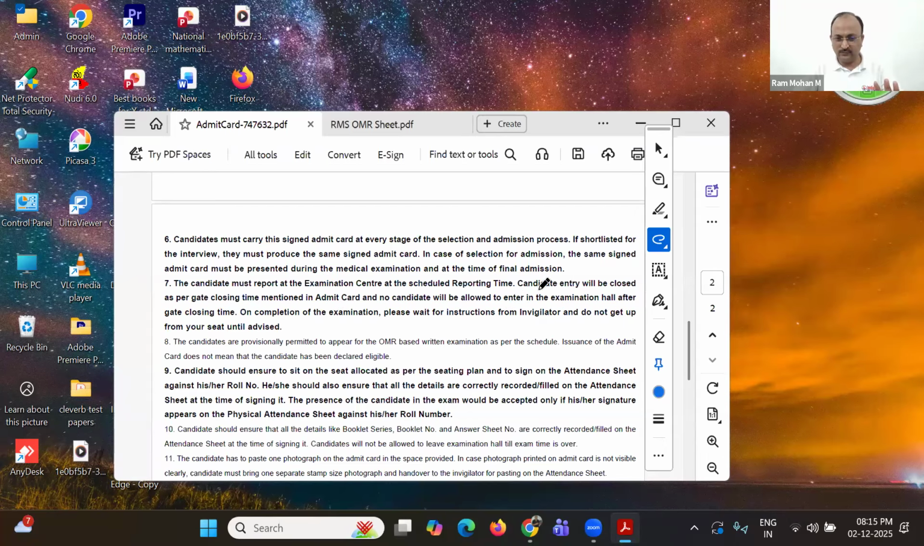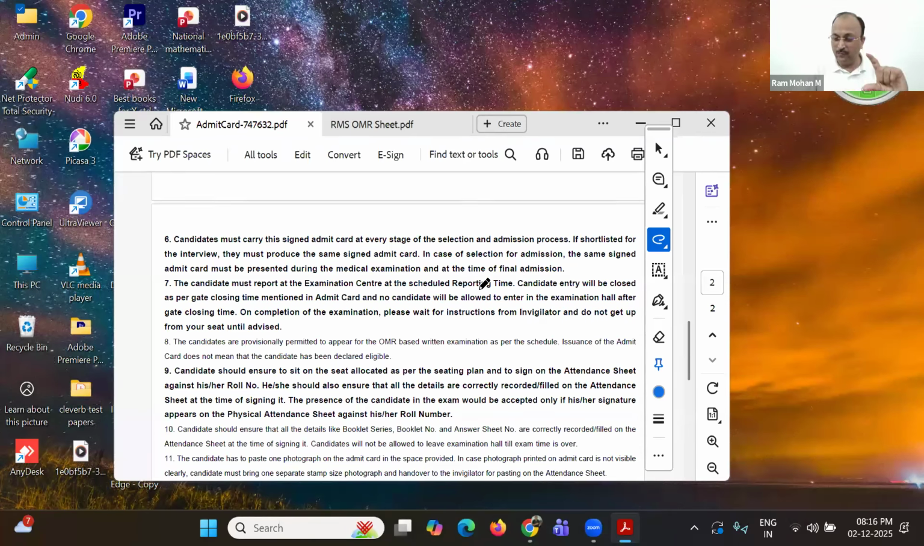That means these are all afterwards. Now, if at all you get selected, they will ask you to bring the admit card also. If shortlisted for the interview, they must produce the same signed admit card. Don't throw that away after coming home. In case of selection for admission, the same signed admit card must be presented during the medical examination and at the time of final admission also. The admit card which is signed by the invigilator, you, and pasted with the photo, that should be there.